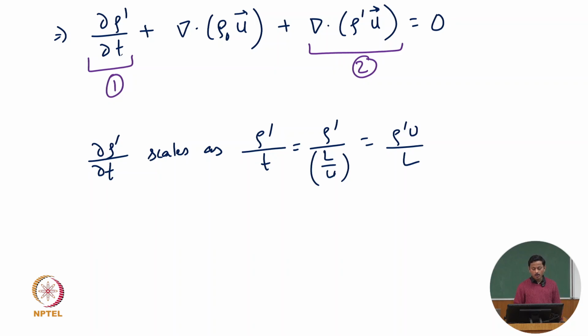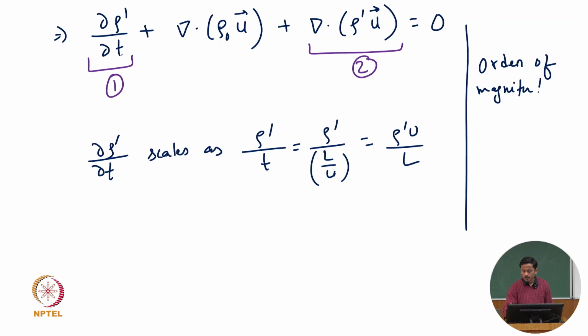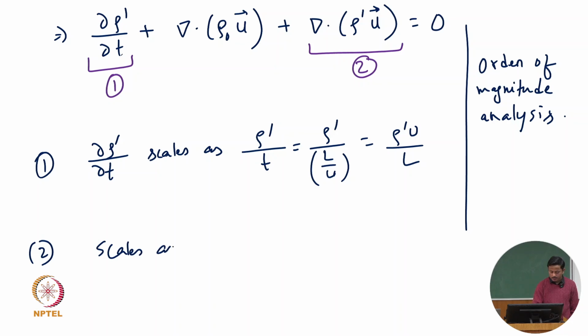I'm doing an order of magnitude analysis; this is probably the first time we are doing this. So del rho prime by del t scales as this. And term 2 also scales as rho prime U by L, because the divergence operator has a dimension of 1 over length. So these are the order of magnitudes of term 1 and term 2.